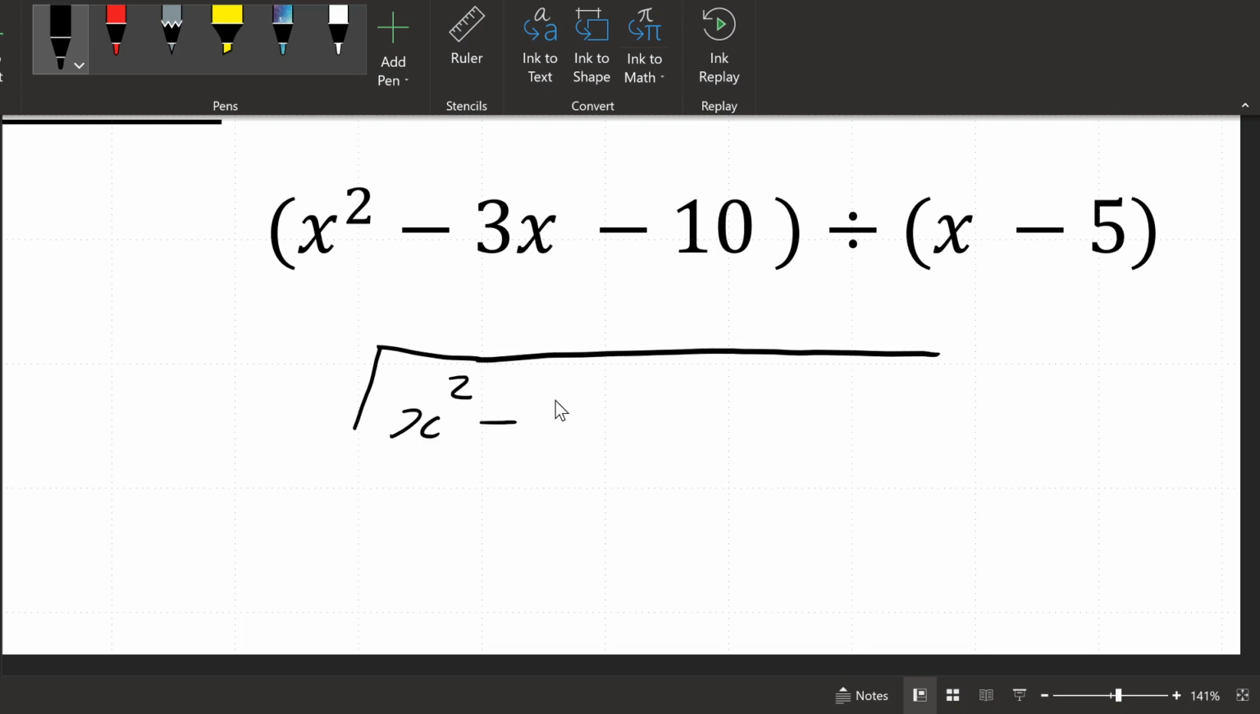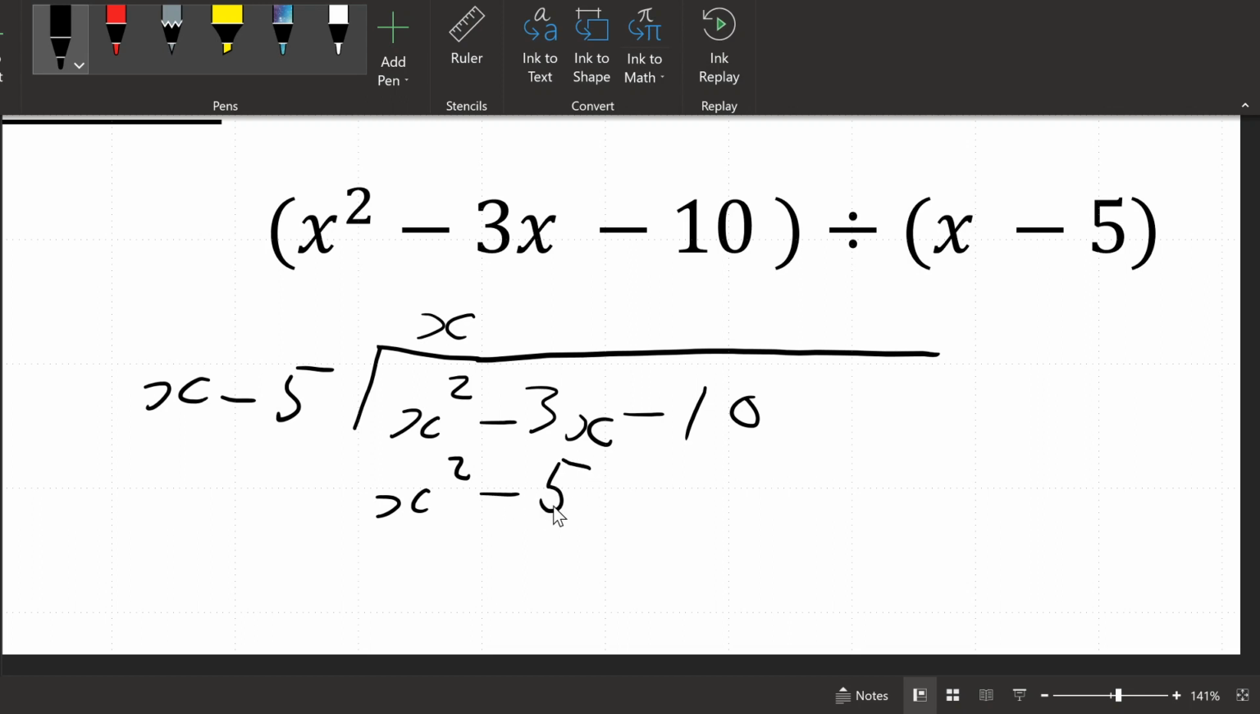So x squared minus 3x minus 10, x minus 5. Okay, actually, yeah, no, I will leave them out. Okay, so what is x squared divided by x? Well, that's x, so we get x squared down here. What's minus 5 multiplied by x? Well, it's minus 5x. Pop some brackets around that and subtract the whole thing away.